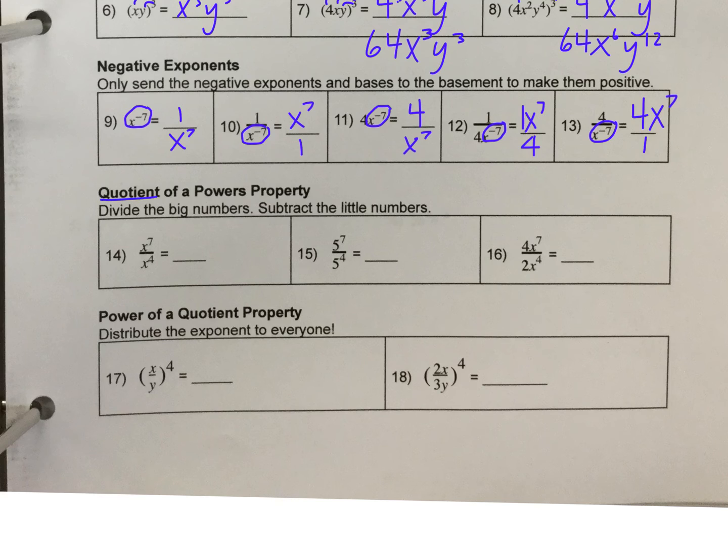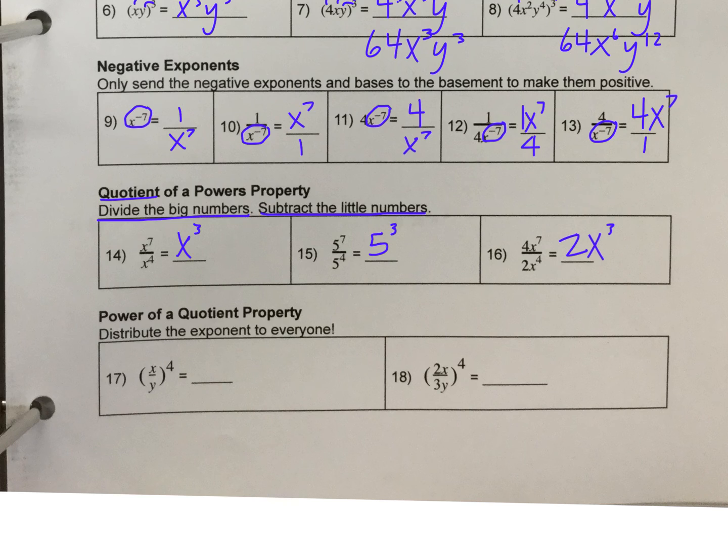When we're dealing with quotients, we're going to divide the big number and subtract the little number. So there's no big numbers. I'm just going to say x, 7 minus 4 is 3. Copy it down. 7 minus 4 is 3. This one, I got to divide because I've got these coefficients. So 4 divided by 2 is 2. Copy the x. 7 minus 4 is 3.